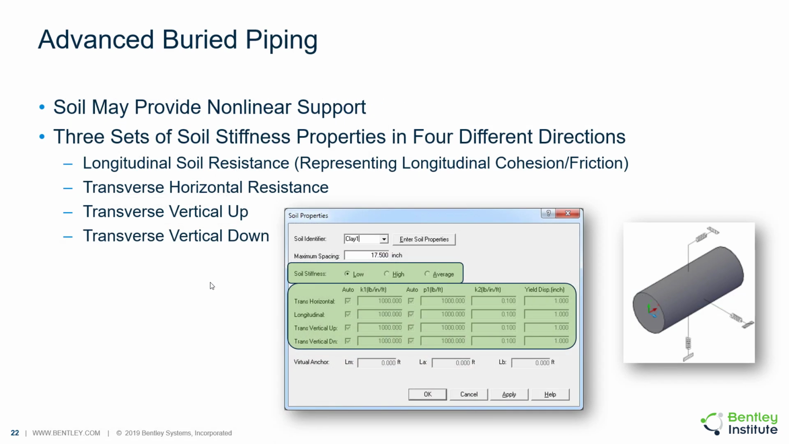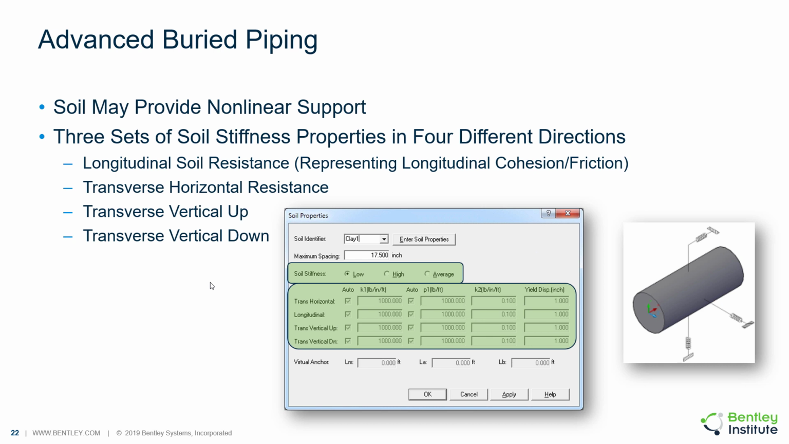AutoPIPE can handle modeling and analysis of our buried piping systems with nonlinear properties defined. As we know, the soil supporting a buried pipe might provide nonlinear support, meaning it might soften or stiffen as the load on the soil increases. And AutoPIPE does allow these nonlinear properties to be defined when creating the model. These can be either considered or ignored when you're actually running the analysis.